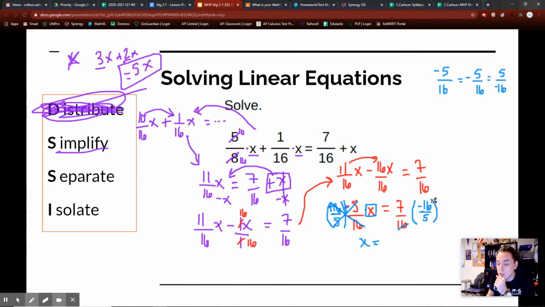So what happens here? Well, the 16s still go poofy. Negative? Yeah, it still stays a negative because there's no negative here to kind of cancel that negative out. So that means this negative is attached now. And I have 7 all over. What happens to the 5? It goes right on bottom.